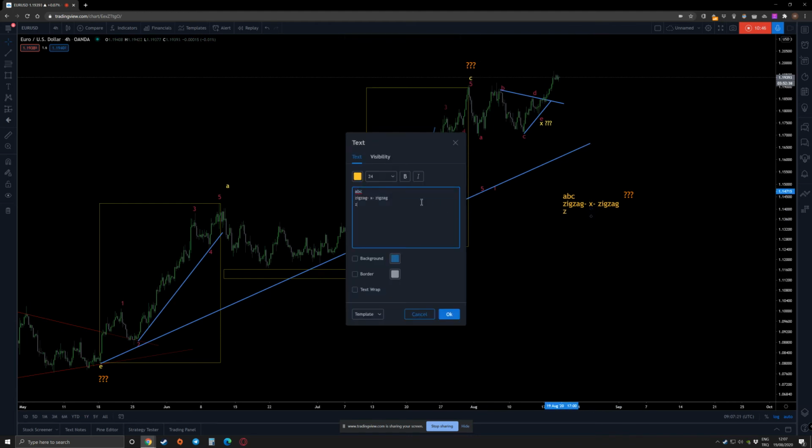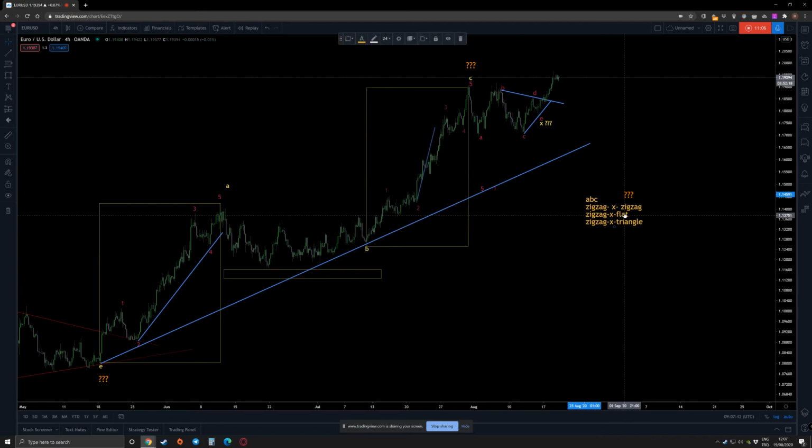The other possibility, now that we have the zigzag and the x wave, is that we can make a flat now. After this we can make a zigzag with an x wave and then a triangle. Now, in these cases, so far I showed you 3 examples, and these 3 examples are only showing me the complex corrections with one x wave.